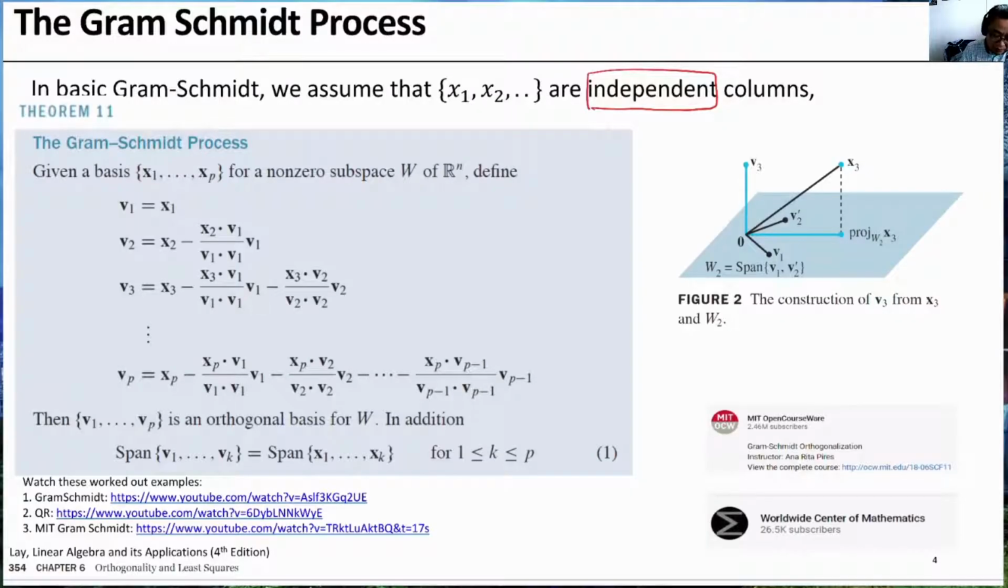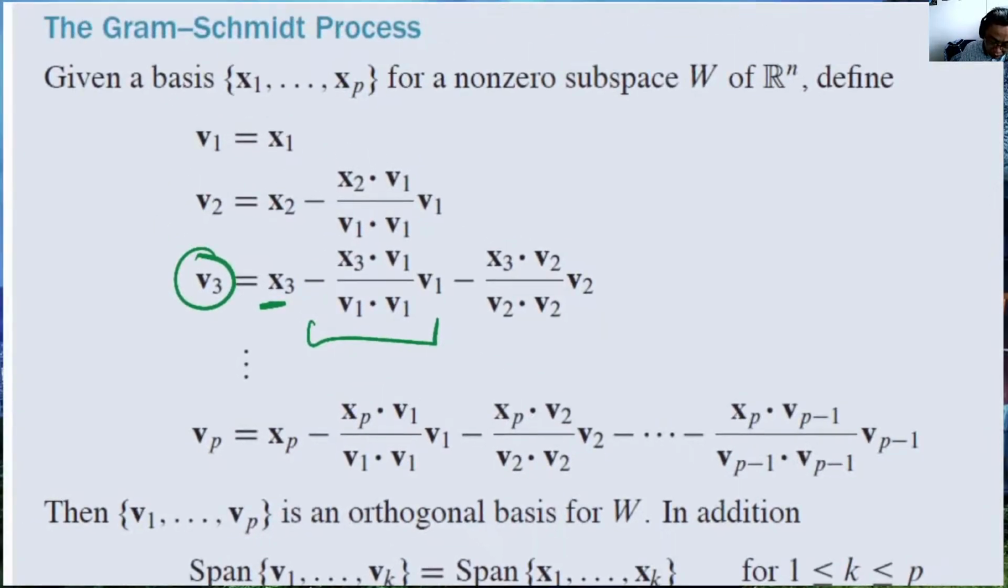Let us now try to get the third equation, V3. V3 is equal to x3 minus the projection of x3 on V1 minus the projection of x3 on V2. We are taking away the contribution by V1 and V2, leaving us with whatever is left, which is called V3.